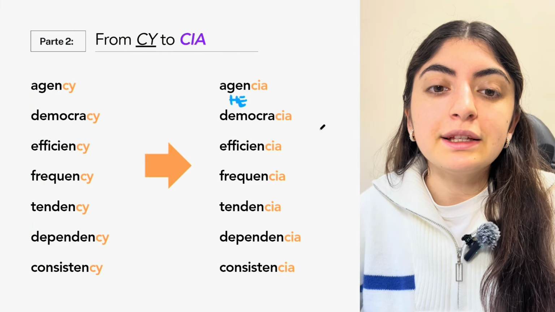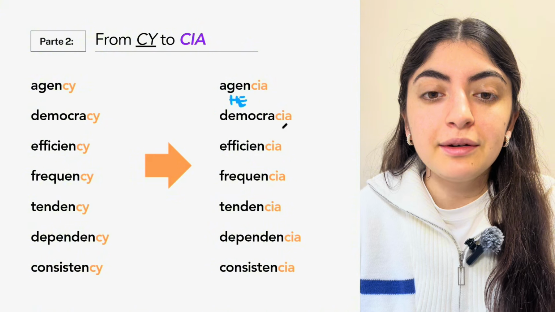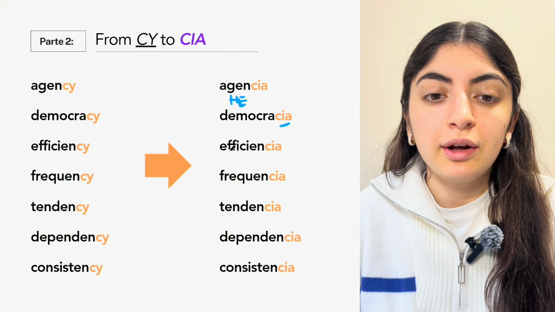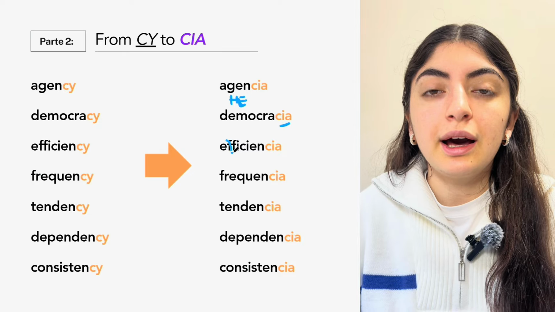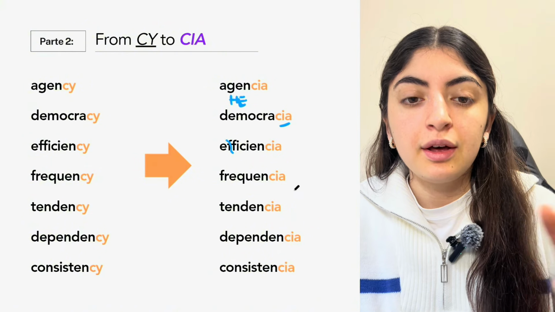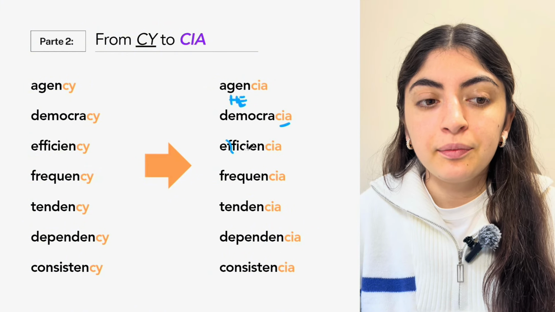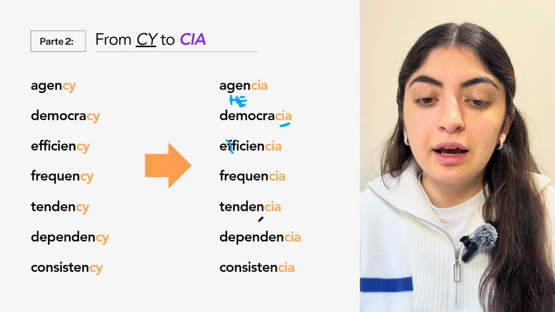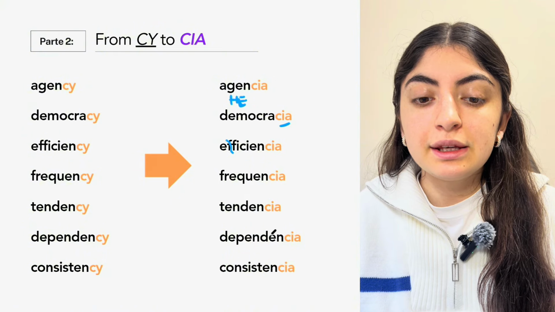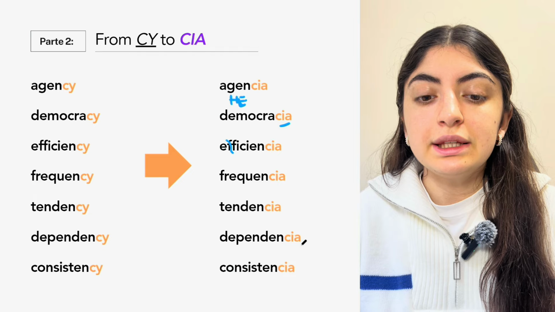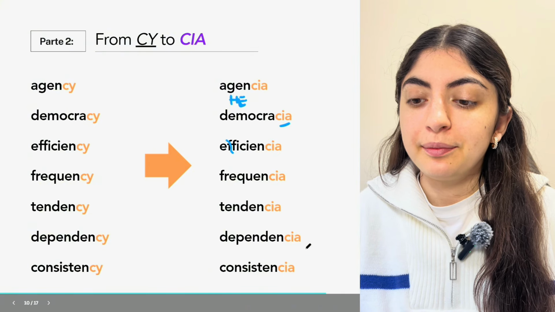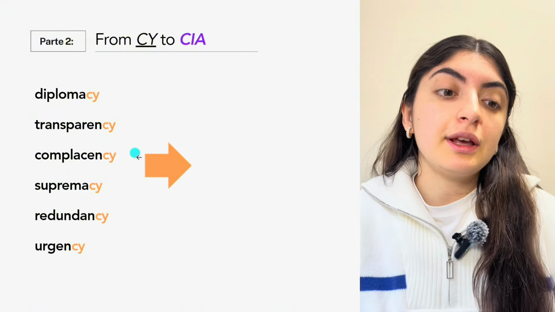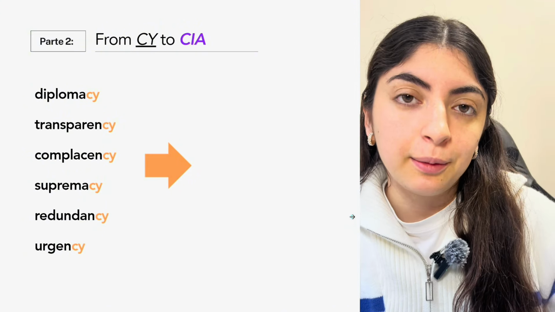Okay, democracia, eficiencia. This one, it's only with one F. Eficiencia, frecuencia, tendencia, dependencia, consistencia. Okay, perfect. Now we have all these different words and we are going to do the same.